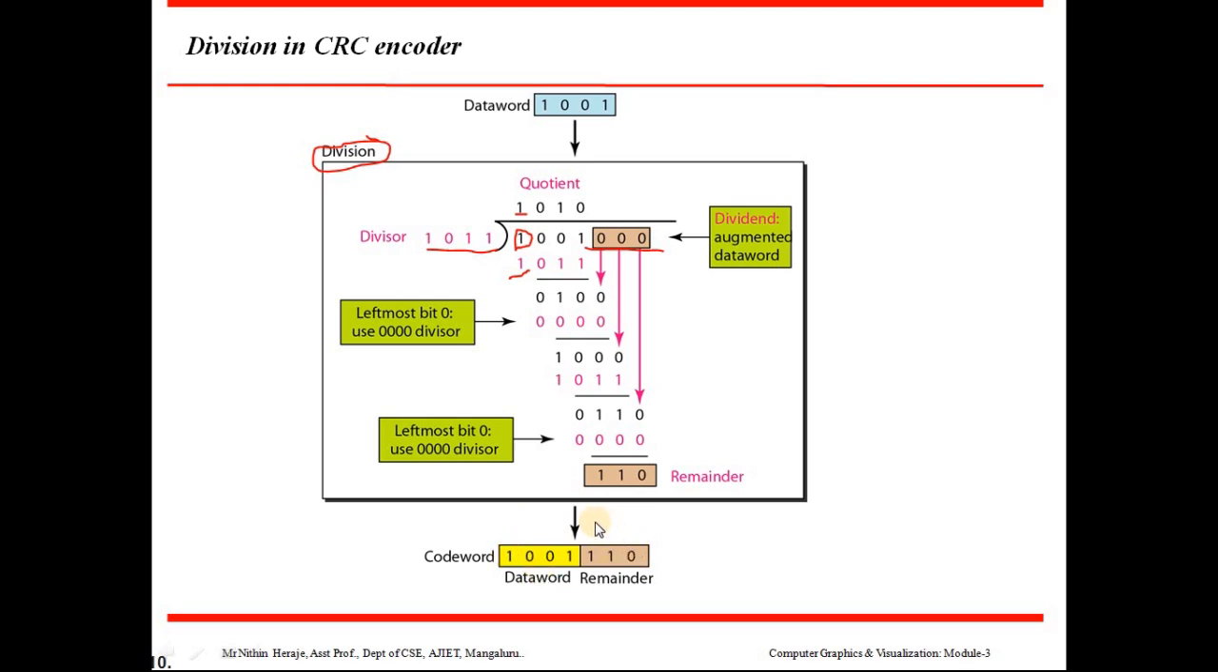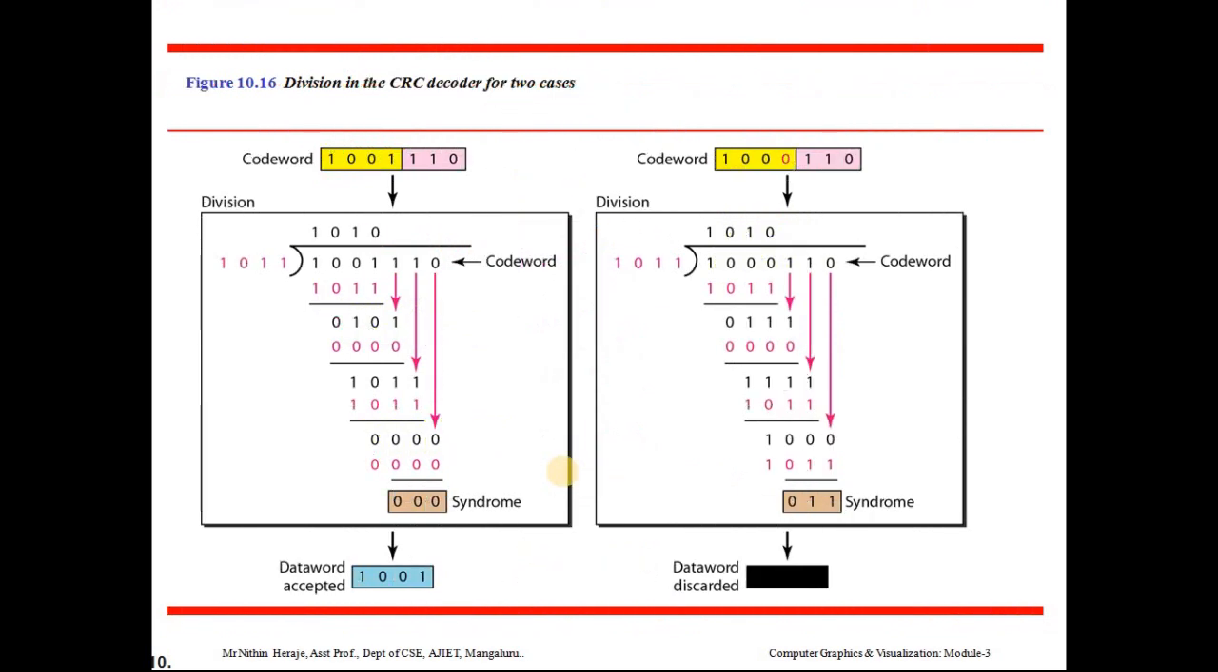So this is the process that takes place in the generator of the encoder part on the sender side. Next we'll see what happens in the checker process, that is at the receiver's end, in the decode part. As you know from the previous, we get this code word 1001 and 110, which is the remainder, that has been appended to the data word 1001. So we are going to have this 7-bit code word.